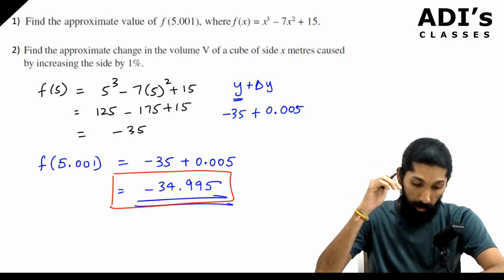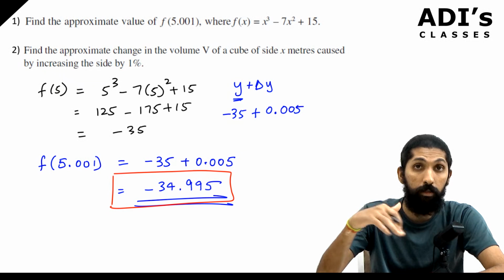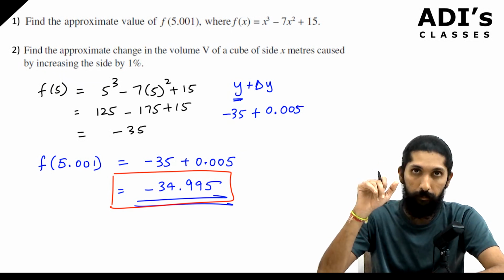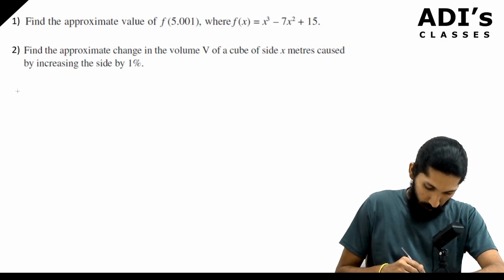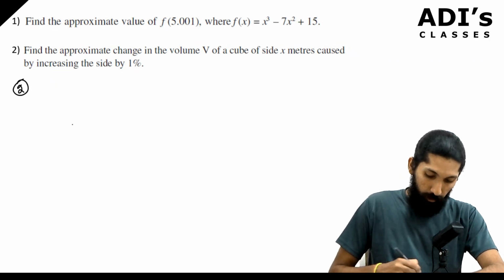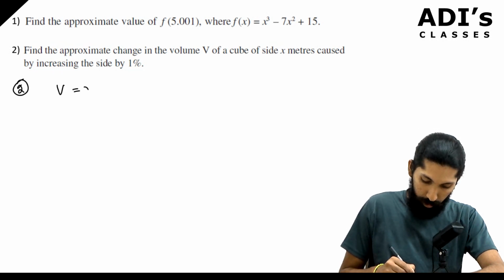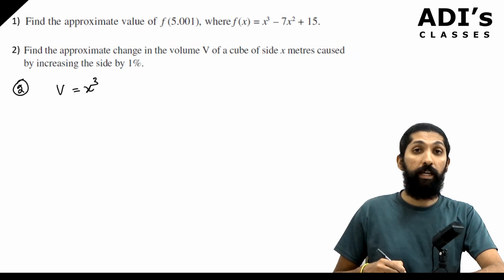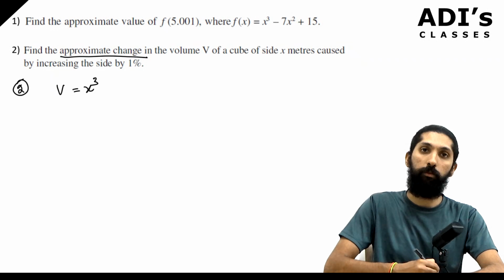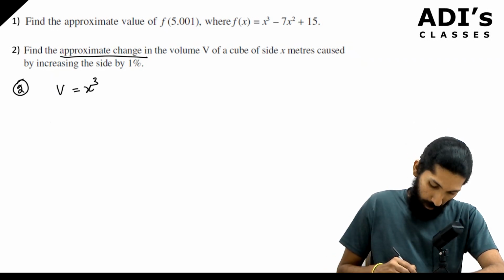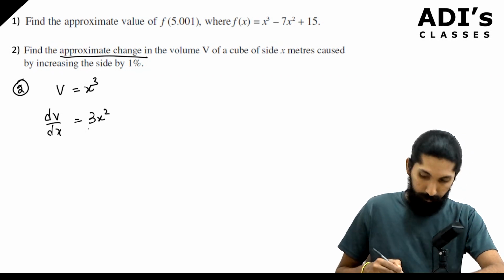Fair enough? Let's do the second one, which is very similar to this one, but given in terms of words. That's the difference. Let's do the second one. Now let's solve the second one. See, in the second one, find the approximate change in the volume, right? So you have v is equal to x cube. Now what we need is dv by dx, because only the change in the volume is required, right? So calculate dv by dx. This is going to be 3x square.